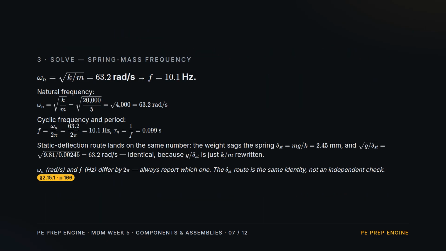Solve. Part A. The frequency. Square root of stiffness over mass gives about 63 radians per second. Divide by 2 pi, and that's roughly 10 hertz, a period near 1/10 of a second. The static deflection route agrees exactly. The weight sags the spring about 2.5 millimeters, and the square root of gravity over that sag returns the same 63, because it's the same ratio, written a different way.